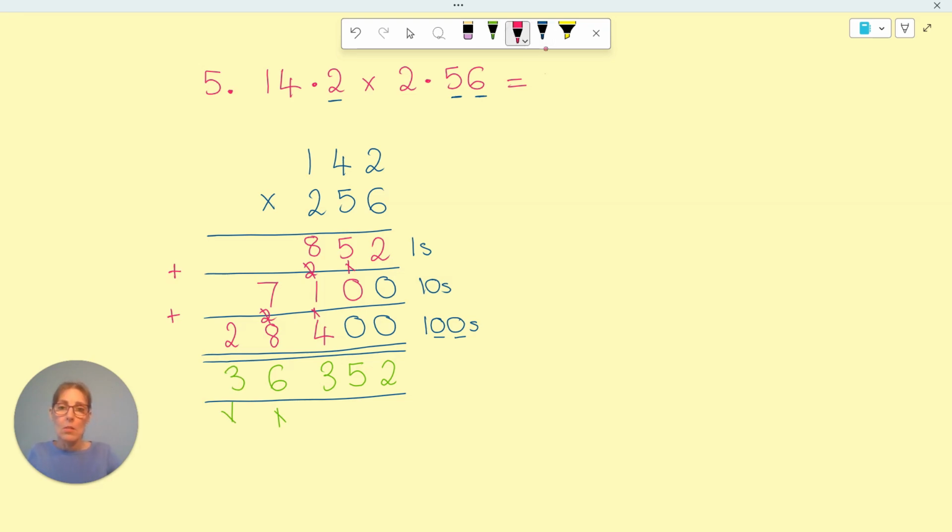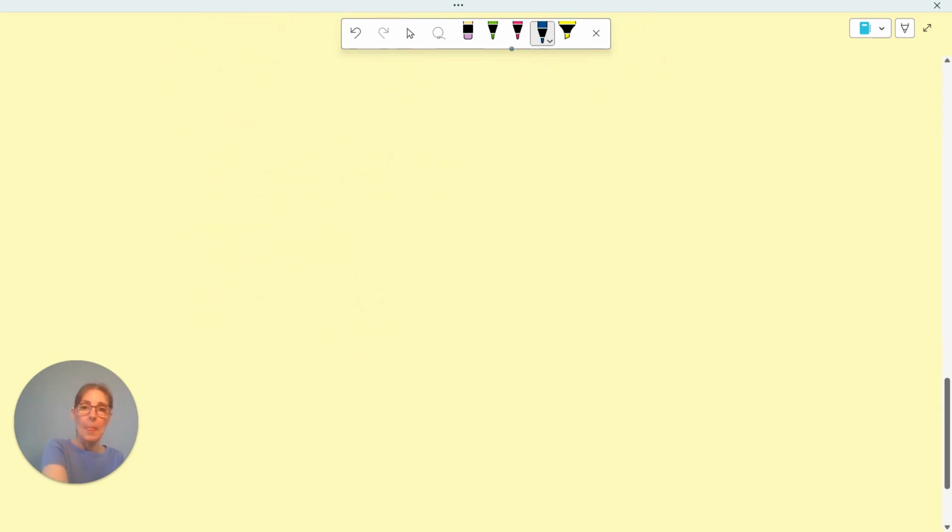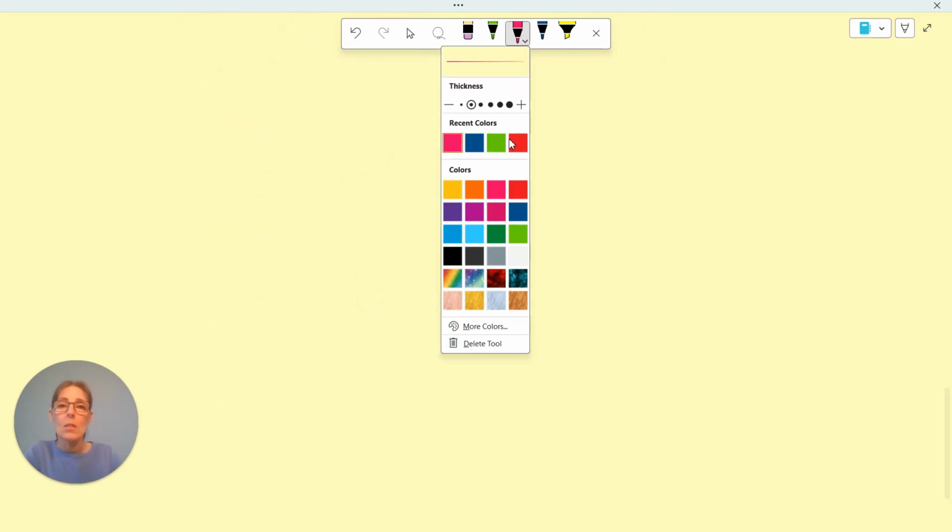So I think the answer is 36,352, but we've got these 3 decimal places to put back in, haven't we? So 1, 2, 3, and the decimal point will go there. So it's 36.352. Yes. Okay, number 5 done. I'm going to do number 6.